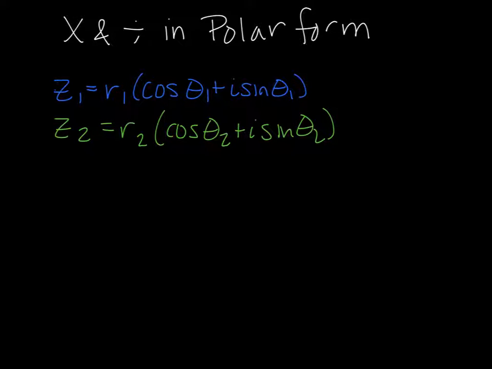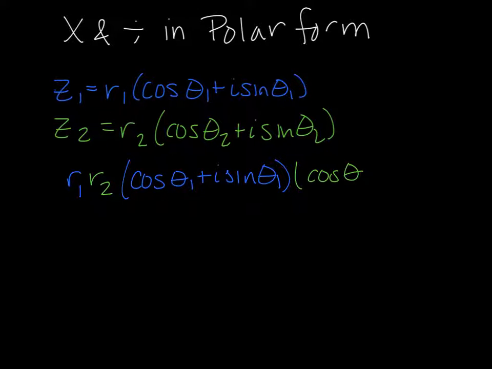So here's what's happening. We have two numbers in polar form and we're supposed to multiply them. Okay, so we are going to multiply this one times this one. Now we can multiply in any order. And since I can multiply in any order, I'm going to take these two out in front. So we have R1 times R2 times the cosine of theta 1 plus I sine theta 1 times the cosine theta 2 plus I sine theta 2.